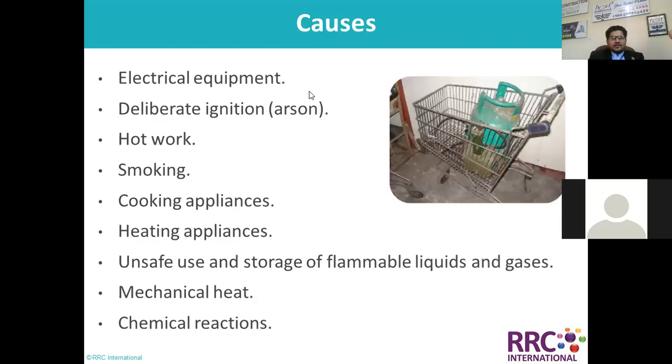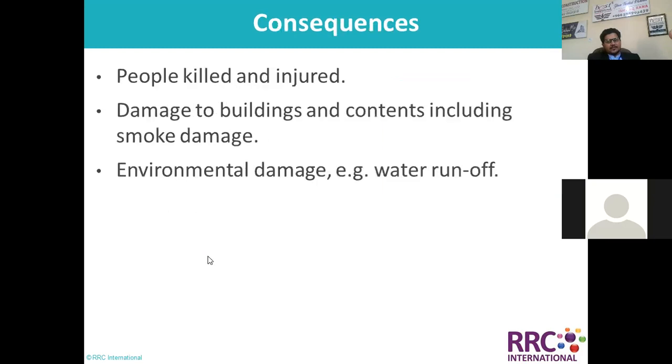Now these are the key causes: electrical equipment, deliberate ignitions or hot work, smoking, cooking appliances, heat appliances, unsafe use and storage of flammable liquids and gases, like compressed gas cylinders, which are kind of a ticking bomb at our side. Mechanical heat and chemical reactions as well. Consequences, yes, people could be killed and injured, damage to buildings and contents, including smoke damage, and environmental damage like water runoff.